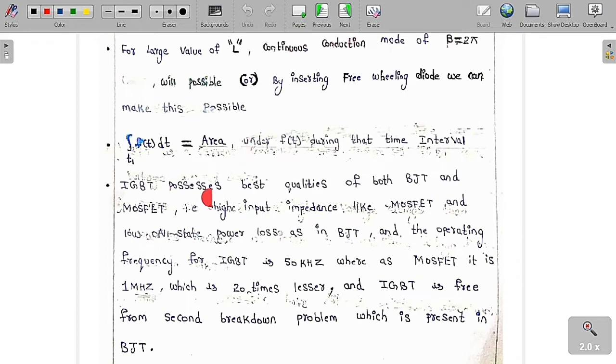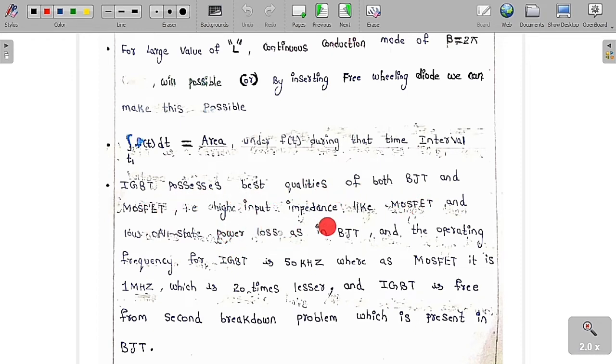IGBT possesses the best qualities of both BJT and MOSFET. I have already told you, IGBT is a combination of the BJT and MOSFET. So the best qualities present in BJT and MOSFET are both included in the IGBT.